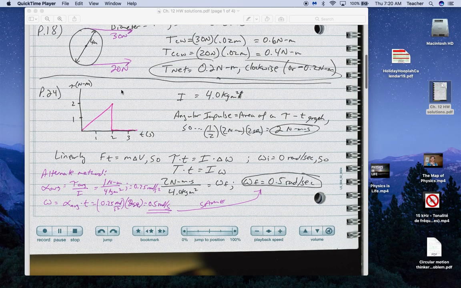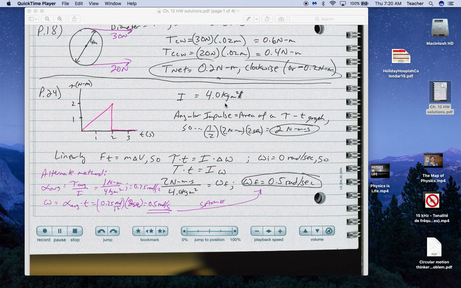For problem 24, I really like this because it gets to the idea of something that we know pretty well linearly, but you may not be familiar with angularly. So here's a torque versus time graph. Well, you should be familiar with the fact that the area of a force versus time graph is equal to impulse. So a torque versus time graph would equal angular impulse, which is weird. I don't even know the symbol for it.